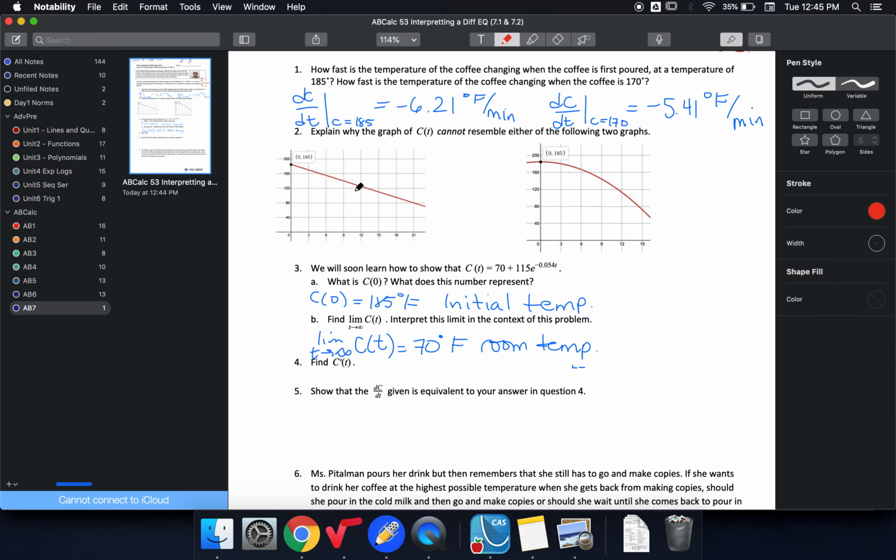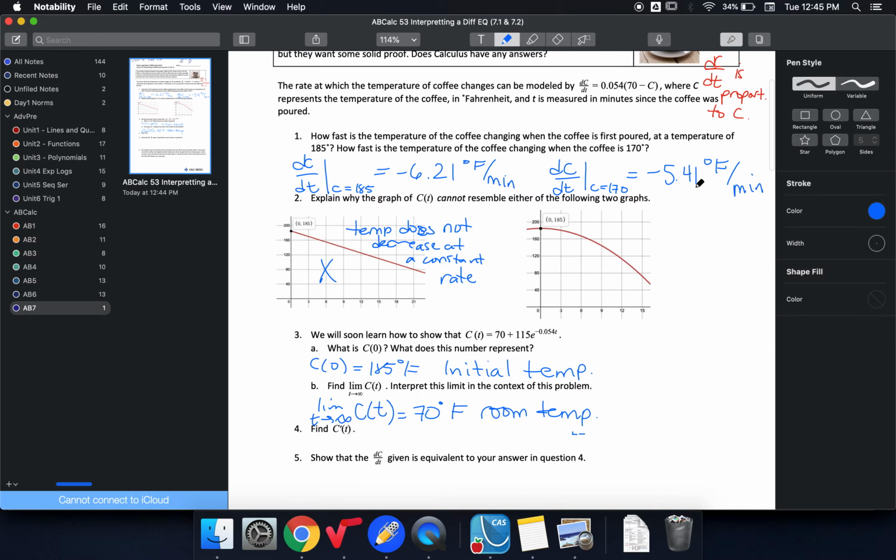So this one doesn't work because the temperature is decreasing at a constant rate. So the temperature does not decrease at a constant rate. So it can't be this one. Notice that you might think it's decreasing at a constant rate, but remember that this proportionality is based on the coffee temperature, not time. So if this was T, of course, this would fit, but it's not T. Sorry, even if this was T, though, this wouldn't fit.